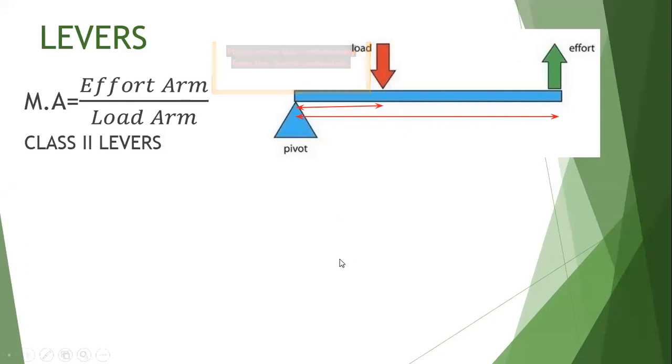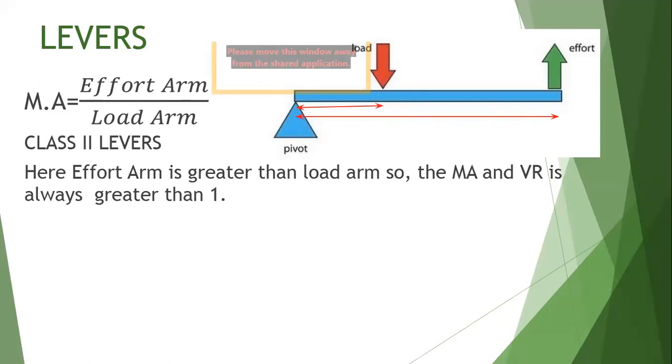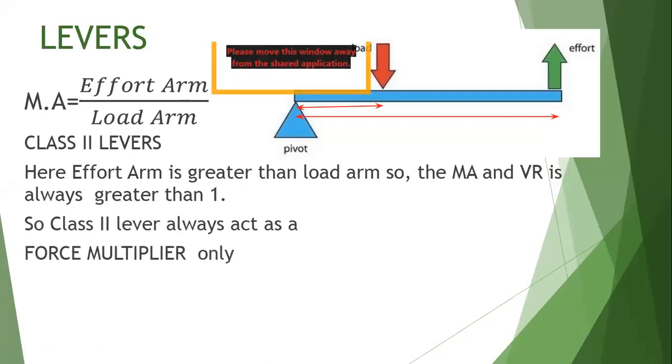Now, if you look at class 2 lever, you will always observe, there is no change in this condition, that your effort arm is greater than the load arm. And so you will find the MA as well as the VR will always be greater than 1. And whenever your MA and VR come out to be greater than 1, then your lever will only and only act as a force multiplier.